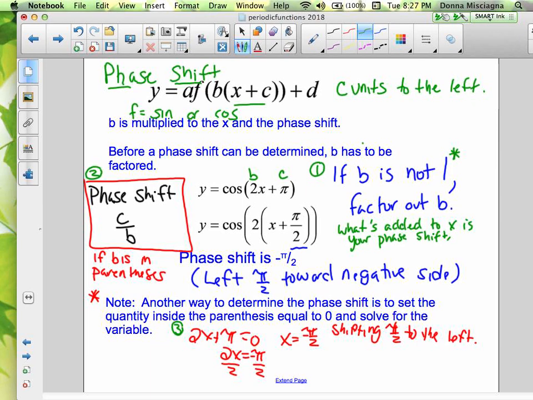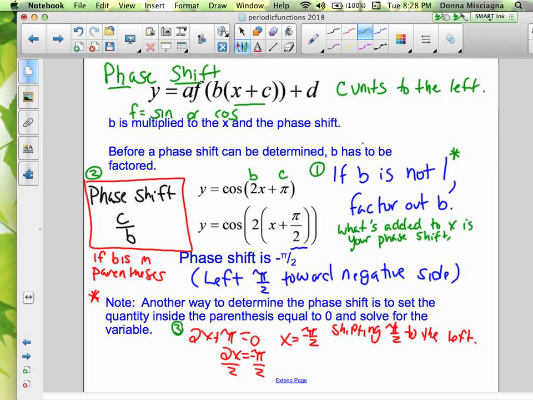There's no need to do that if b is not in the parentheses anymore, because you already know your phase shift if it's been factored out. So taking c and dividing by b, this is only if b is still in the parentheses. Don't do this if it's been factored out. Otherwise, you'd be factoring out twice.